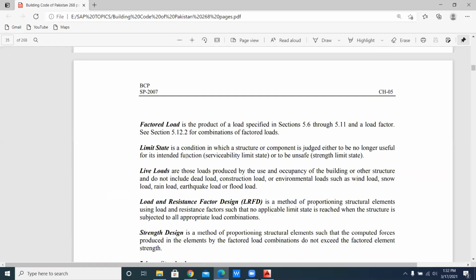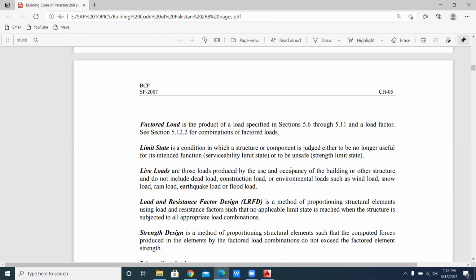Then there is the factored load. Factored load is basically the product of the load specified in the section and the load factor. I will discuss this in our next classes: factored load and factored intensity. First of all, you have to understand what live load is. Live loads are those loads produced by the use and occupancy of the building or other structure, and they do not include dead load.